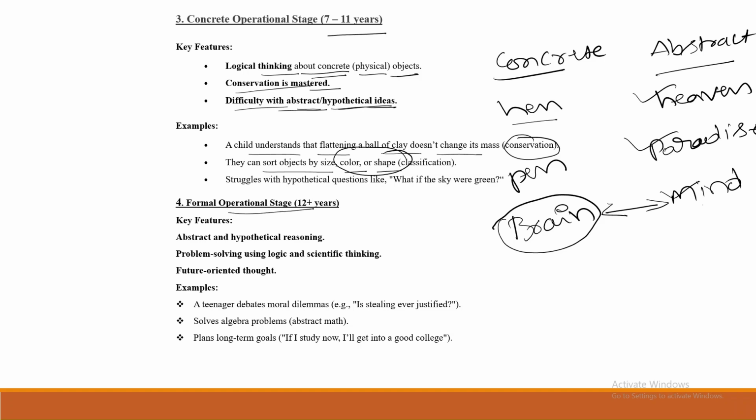Next, the formal operational stage, that is 12 plus years. Key features: he can understand abstract and hypothetical reasoning. So he understands what heaven is, like there is a lot of food and a lot of enjoyment in heaven. He understands, though he can't experience it or see it. He understands what heaven, paradise and mind are. Abstract and hypothetical thinking start from these 12 years. Problem solving abilities using logic and scientific thinking develop from this stage, and future oriented thoughts also come from this stage. For example, planning long term goals: if I study now, I will get into a good college.